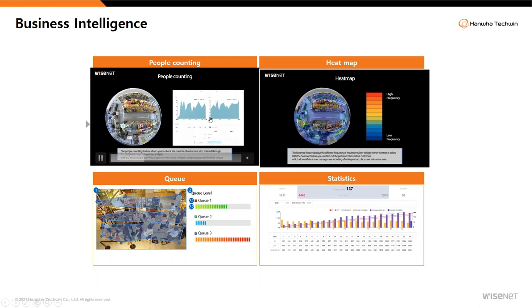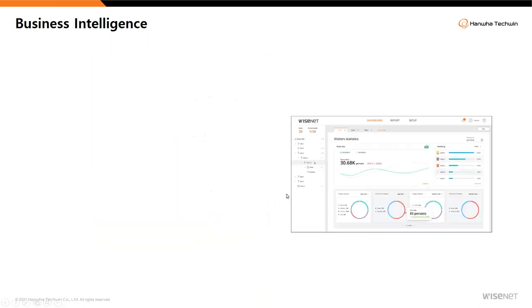There are business intelligence applications available which tell you for each shop how many people visited, and in total how many people visited. A heat map shows which area is more crowded. Queue management detects the number of people and tells you, okay, this queue usually at this time has a very high peak, so you can take actions accordingly.